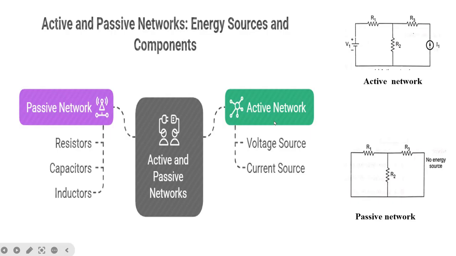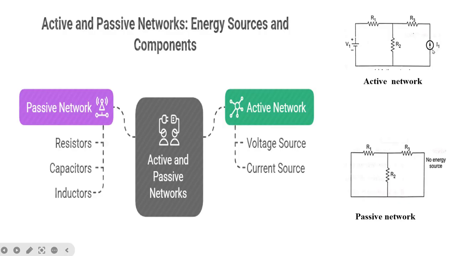Now what are active networks? An active network is a circuit which consists of a voltage source and a current source. That is, it will consist of at least one of these two sources. Either it may have a voltage source or a current source. It must have at least one source of energy. It may have two also, but at least one source of energy must be present in an active network. So this type of network is an active network.